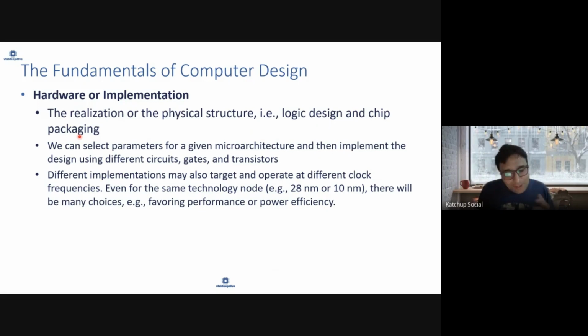You can select parameters for a given microarchitecture. For a given microarchitecture, again, you can implement differently. For the same microarchitecture, you can implement using 65 nanometer technology, 20 nanometer technology, or 7 nanometer technology. Same architecture, but you can also implement for different clock frequencies, like one working at 1 gigahertz or 2 gigahertz. So even for the same microarchitecture, logical or hardware implementation details can be different, and that is what is known as the hardware or implementation abstraction level.